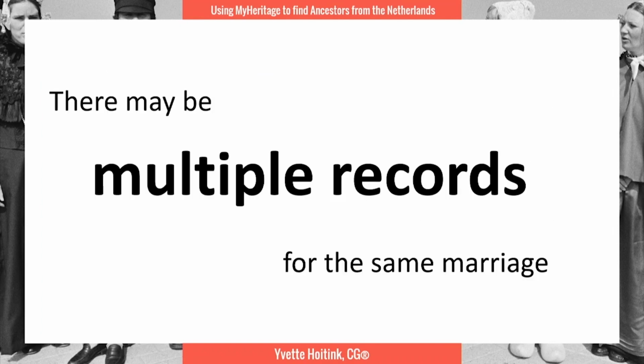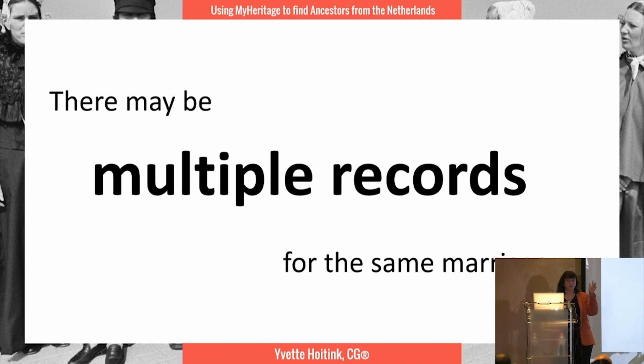But then it's good to recognize that there are multiple records for the same marriage if you're lucky. You can have a Roman Catholic record and a Dutch Reformed record. Or they could have married in different places, like the bride and groom had marriage banns read in both their places of residence. And there might be records for those in both churches. So you may end up with 4 or more marriage records for the same marriage. And just one of them may have the names of the parents. So you want to make sure you look at them all.